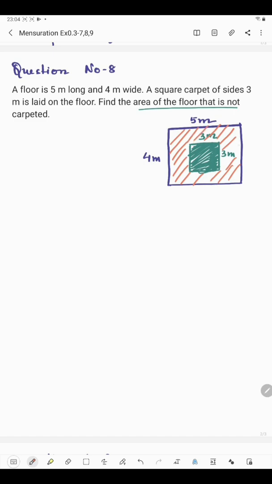If you get to know the area of the floor and the area of the carpet, and you subtract these two, then we'll get this portion which is not carpeted. So at first we will find the area of the floor. We'll write area of the floor is side into side. So here length is 5 meter and breadth is 4 meter.